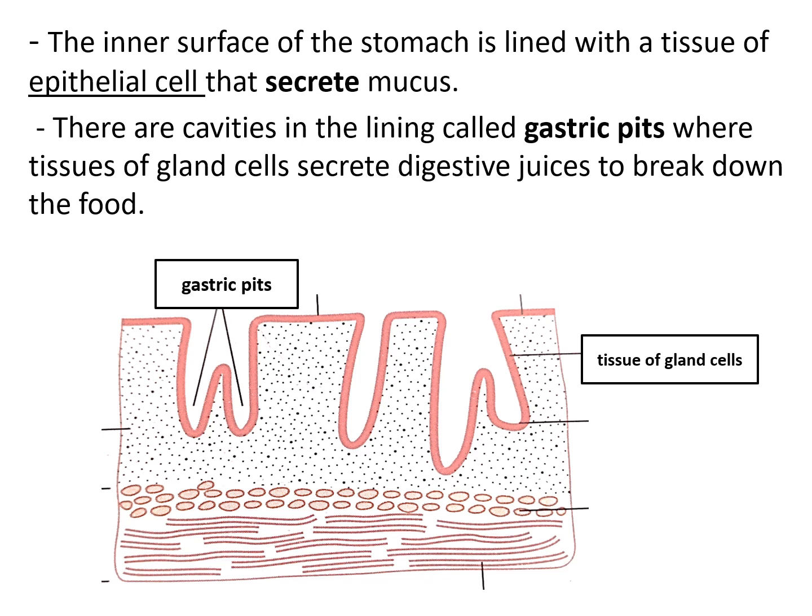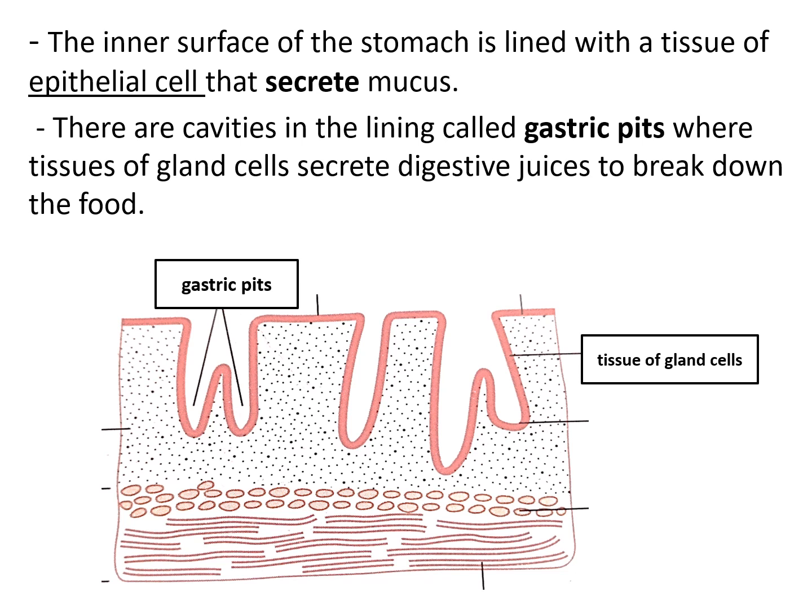There are cavities in the lining called gastric pits. Do you see the gastric pits? They are cavities, or we can say holes. There are cavities in the lining called gastric pits. In these gastric pits, we find tissues of gland cells.